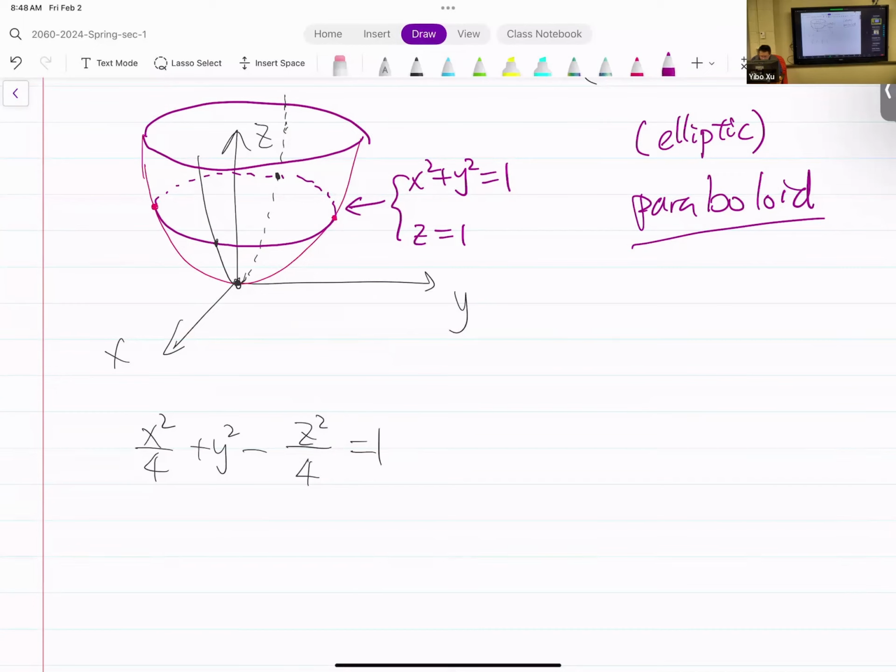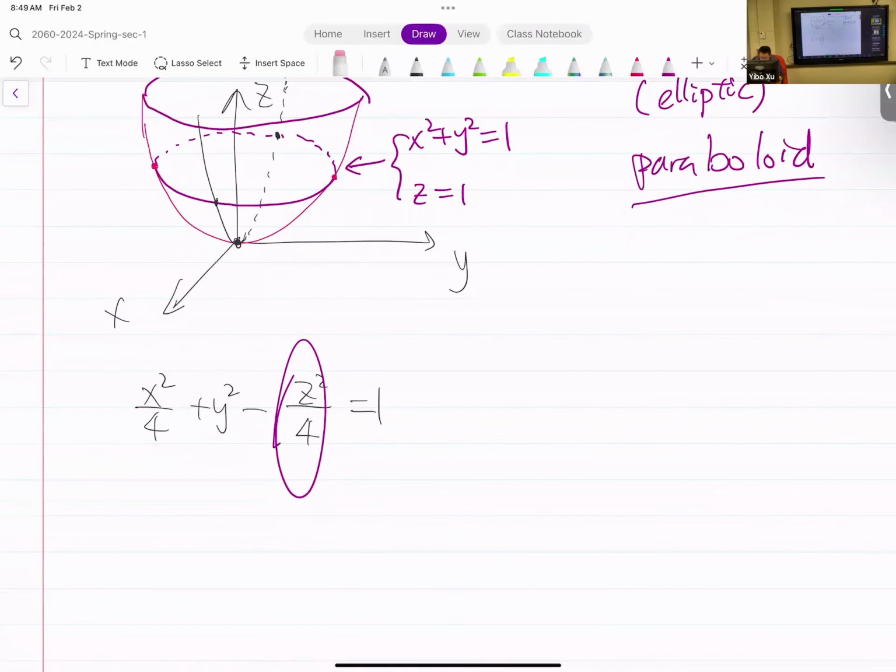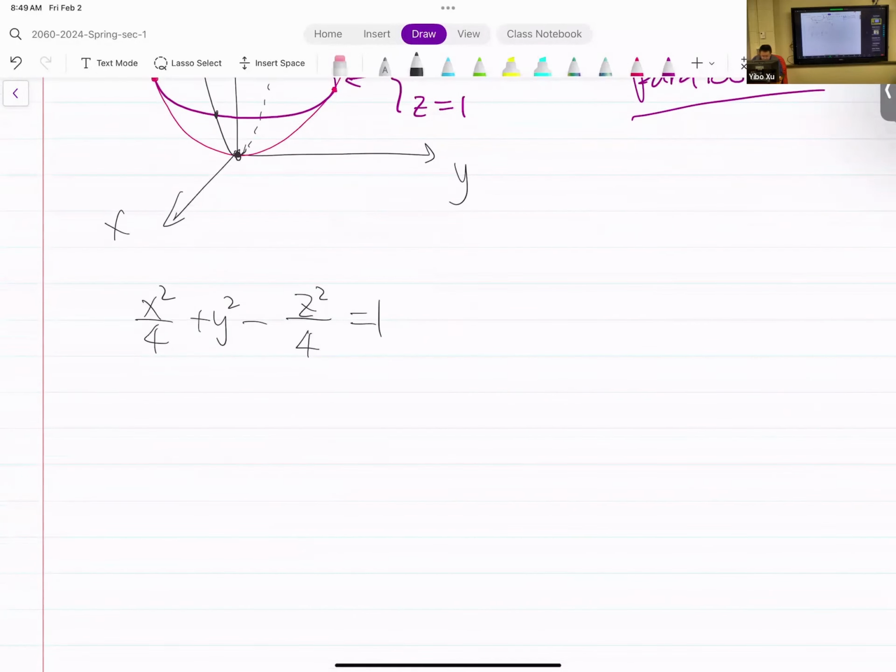If you have, let's say, x equal to 0, you have a hyperbola. If you have y equal to 0, you have another hyperbola. And z could be 0, but x and y could not be 0 in this situation. If you make z equal to 0, you have an ellipse, right? So let's do those traces first.